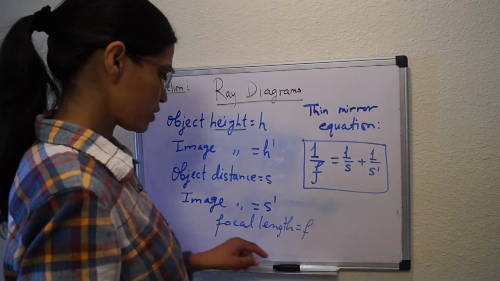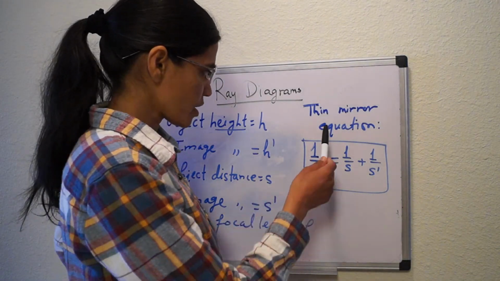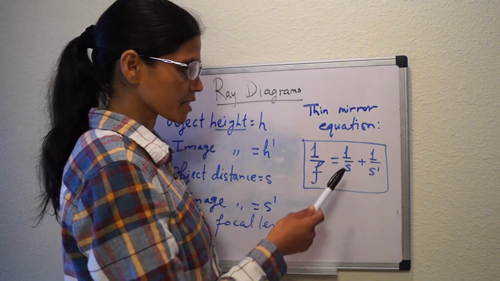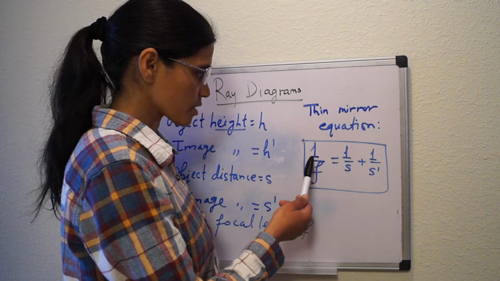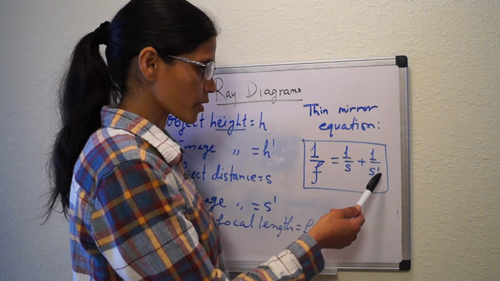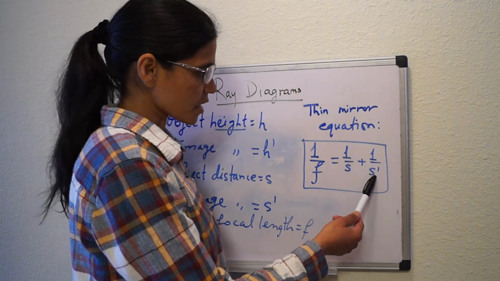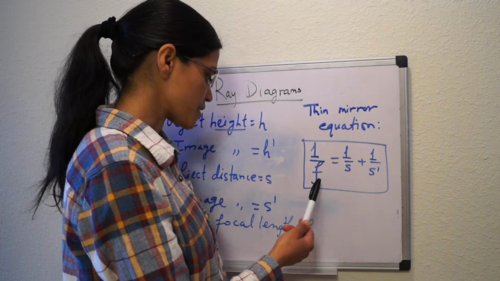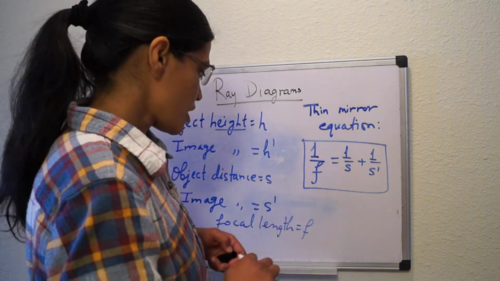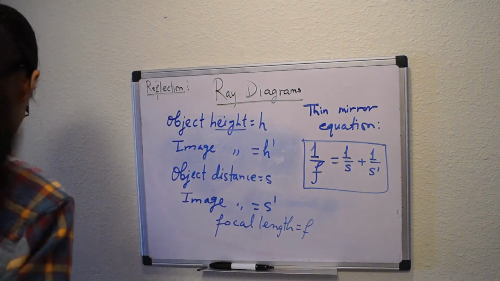Okay guys, so I was writing earlier the mirror equation. It turns out that there is this relationship between the focal length, object distance and image distance, given by this equation: 1 over f equals 1 over s plus 1 over s dash, where s is the object distance, s dash is the image distance, and f is the focal distance or focal length of the mirror. So let's do one example using this information.